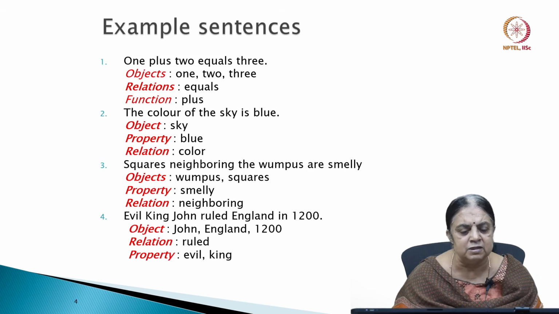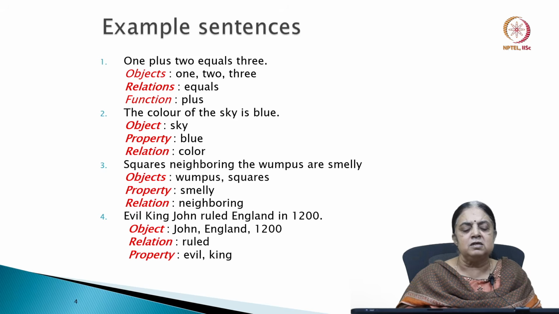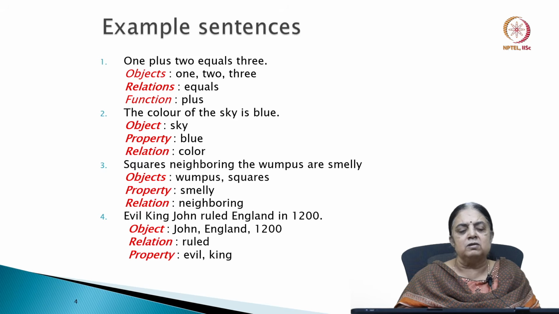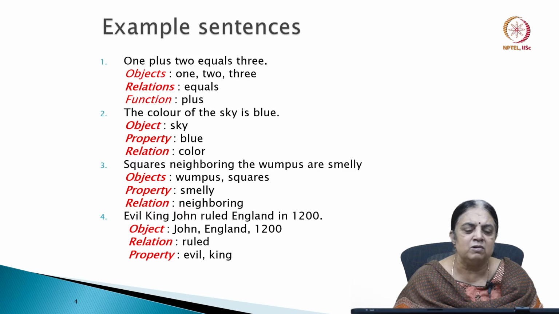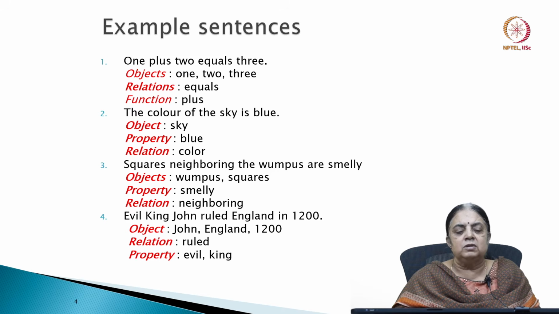So let us look at some example sentences. You could take any sentence in English and you can break it down in this way. So if we take 1 plus 2 equals 3, the objects here are 1, 2 and 3, and the relationship is equals and the function is plus. So that's how you can break down the sentences. The color of the sky is blue. So the object we are talking about here is the sky and the property is blue and the relationship is color.